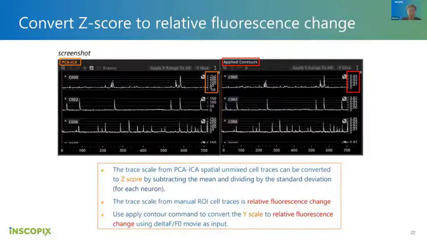The manual ROI is relatively straightforward related to the input movie. So if you're using the DF over F, it will be relative fluorescence change. And we have the apply contour function. We are basically doing the same thing, using the cell map to extract the delta F over F traces. And then the scale would be the relative fluorescence change instead of the arbitrary unit from the PCA-ICA in some cases.